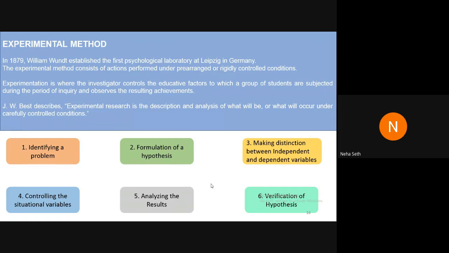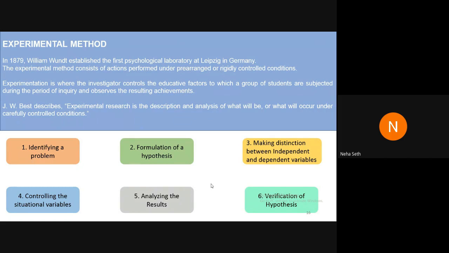Based on that, J.W. Best described experimental research as the description and analysis of what will be or what will occur under carefully controlled situations. Everything is told to our respondents, and we look at how they are responding to it. These are the steps we generally follow in our research as well.